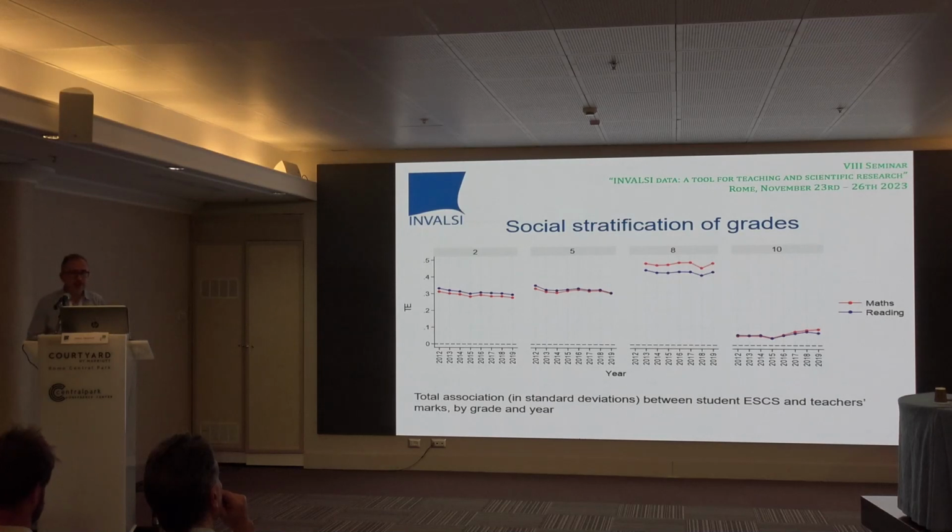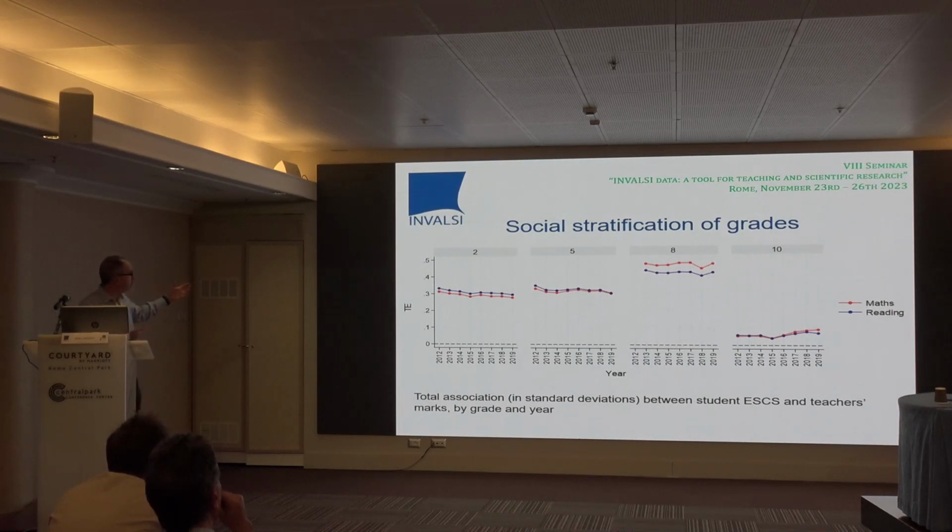So this is the social stratification of grades. This is the total association between social background, so SES, and teachers' marks by grade and year. Here we're not controlling for test scores. And what you see is that overall there is a positive association. You see the zero, so all the estimates across the grades and across the years are above zero. It means that one standard deviation more on the ESES index is associated with higher marks, both in Italian and in mathematics. And the relationship is pretty stable over time.